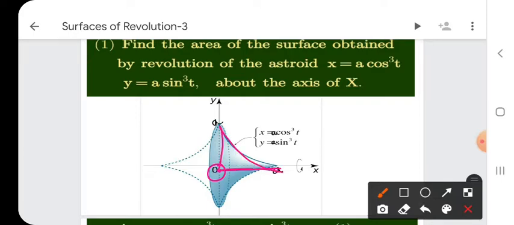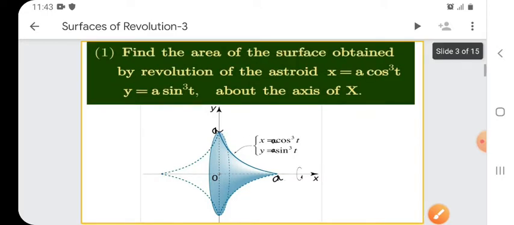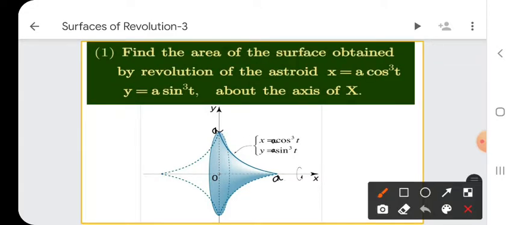That means I have to find only half the surface area. Then I double it, and I get the total surface area of the given solid. First I take the limits from 0 to a only, which means I am going to find only half of the area of the given solid. Then I double it, and I get the full surface area of the solid.